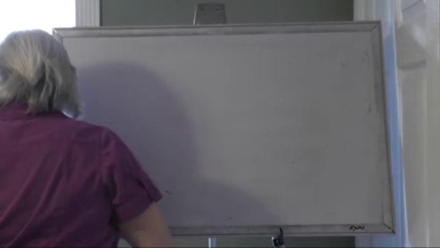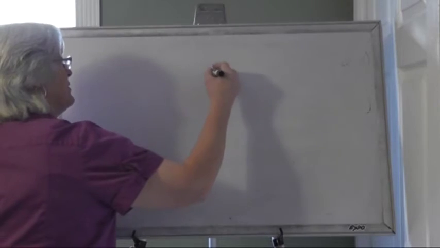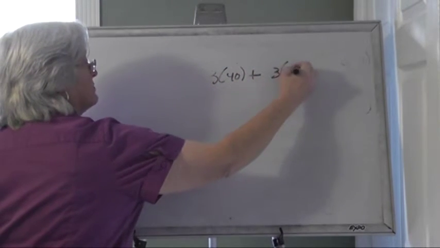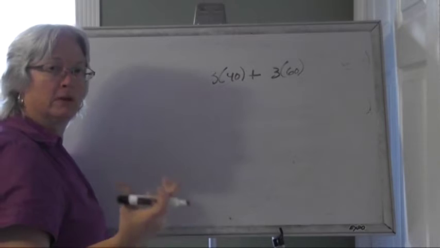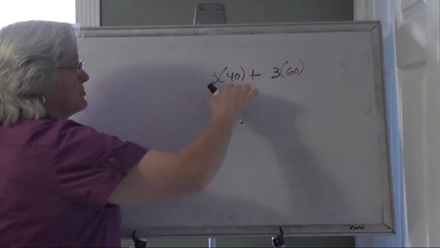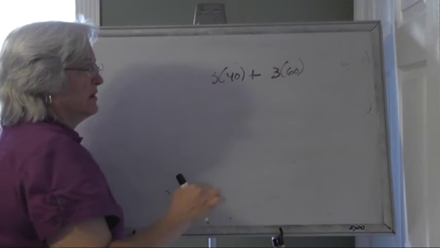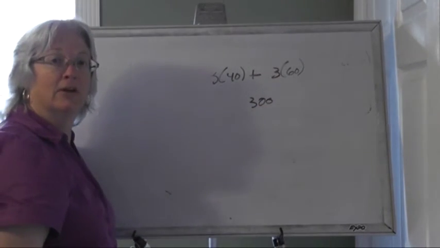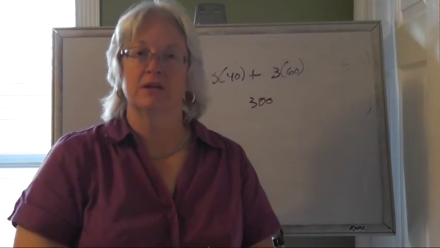So let's do another one of those. We have 3 times 40 plus 3 times 60. How can we apply the distributive property here so that we're doing this multiplication mentally? Well, we're saying, oh, 40 plus 60 is 100, and 3 times 100 is 300. So those are some examples from section 2.4 on using the distributive property.